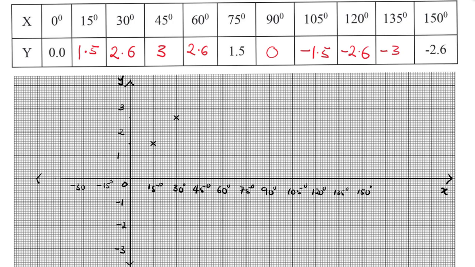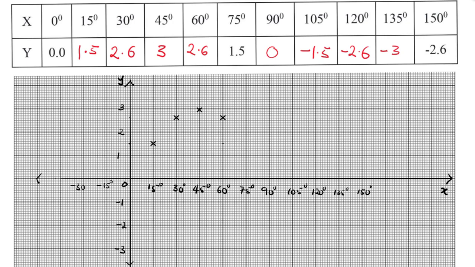So the next one is when x is 45, y is 3. So we have 45 here, and y is 3. This is 3. They're going to meet here. Next is when x is 60, y is 2.6 again. So 60 degrees on x is here, and y is 2.6 again. And remember, this is 2.6, so they're going to meet here.